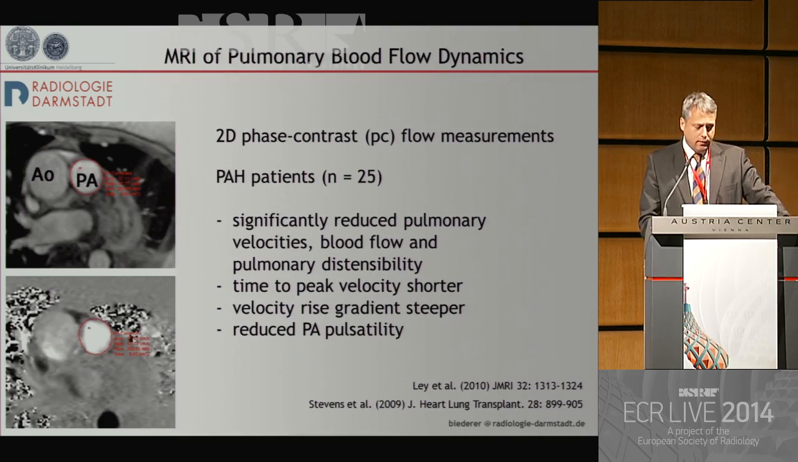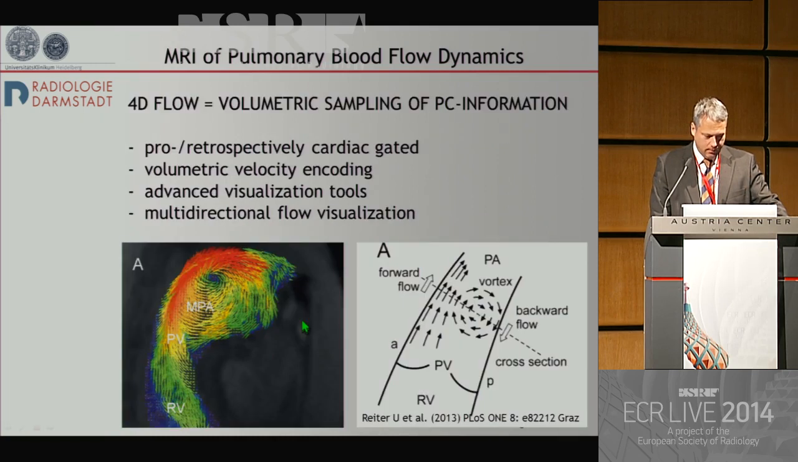You can look at 2D phase contrast flow measurements in the pulmonary artery, and you will find a number of indices like reduced pulmonary velocities. Time to peak velocity would be shorter because it's running against the heart wall. The velocity rise gradient is steeper, and you will find reduced PA pulsatility overall.